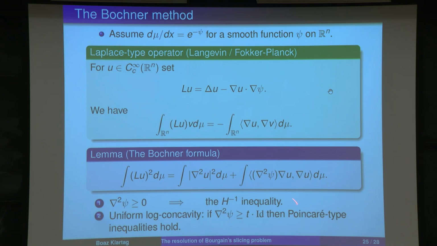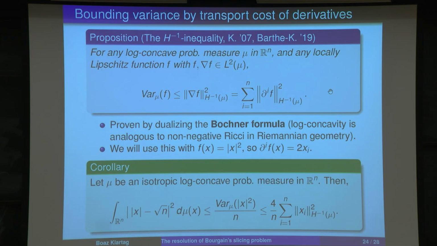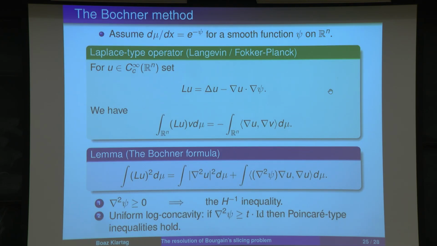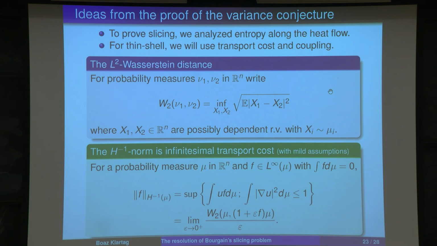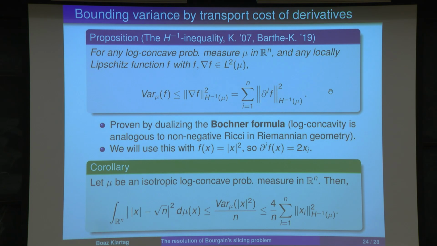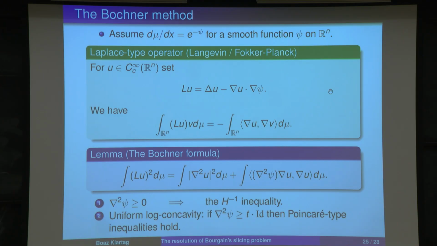Now, if you just erase this term and apply some dualization argument, you get that H minus 1 inequality that I told you about. So this just follows by looking at this inequality, the definition of the H1 norm, and the H minus 1 norm, and little games. This is what we get. This is how we get the H minus 1 inequality.